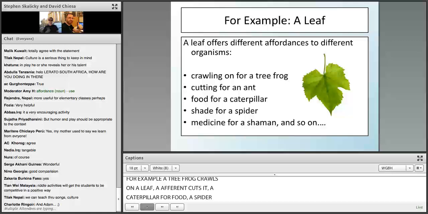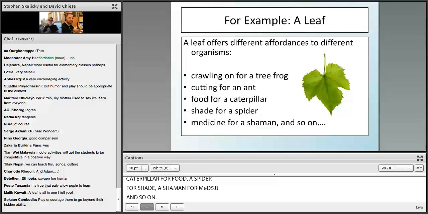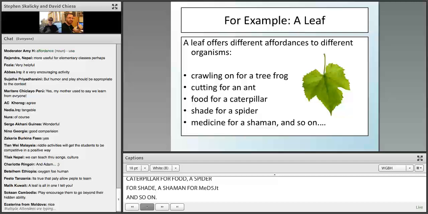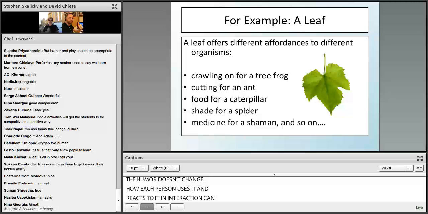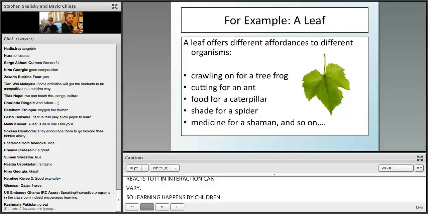And so humor is like an affordance. It is the leaf. The humor does not change, but how each person uses it and reacts to it in interaction can vary. And so learning happens by children interacting, and everyone interacting and using humor for their own purposes.